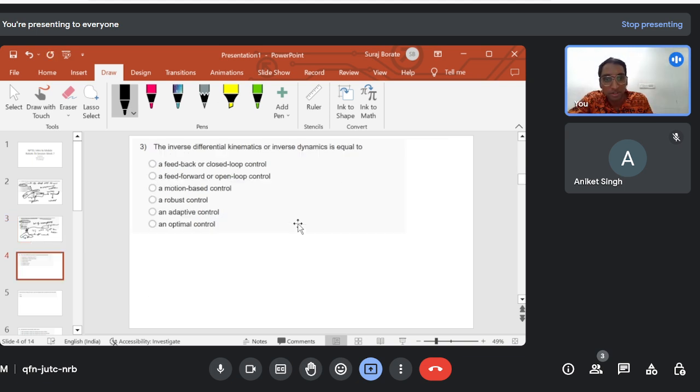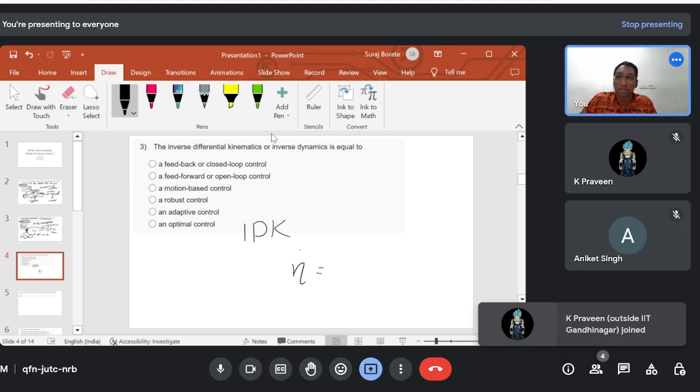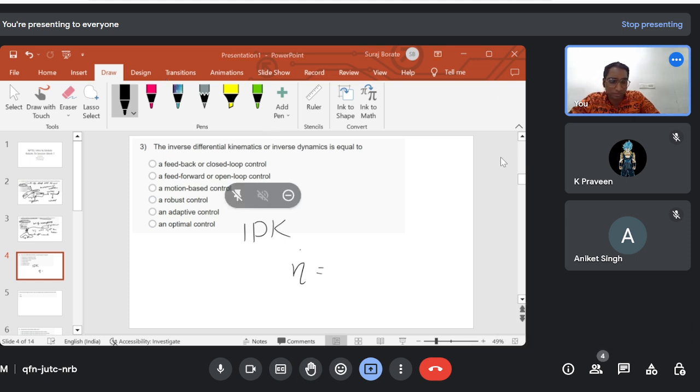Okay, so let's move on to the next question. The inverse differential kinematics or inverse dynamics is equal to... so inverse differential. Let's try to recall what is IDK, inverse differential kinematics. So it was what? Eta dot is equal to... okay, someone is joining. Let me just check who is joining. Okay. So what was the equation for inverse differential kinematics? Who will tell? You remember or you have forgotten? So this was the equation.